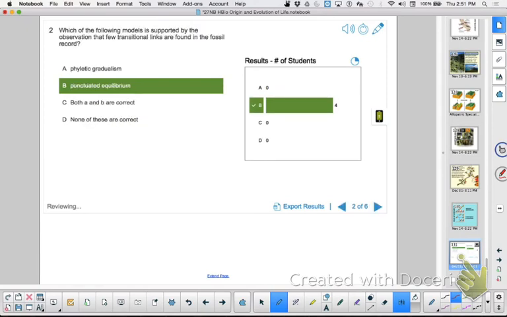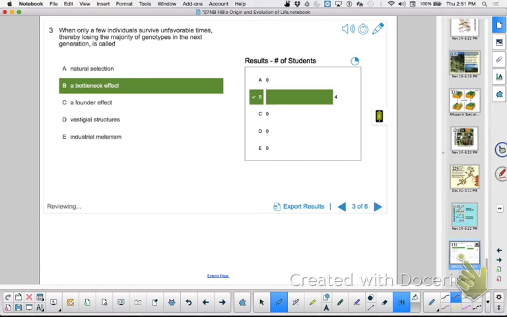Which of the following models is supported by the observation that few transitional links are found? Punctuated. When you punch someone, it's very fast. You're not going to see all those transitional forms. But in gradualism, you might be able to see a lot of those transitional forms. So it should have just been B, which is what you got.